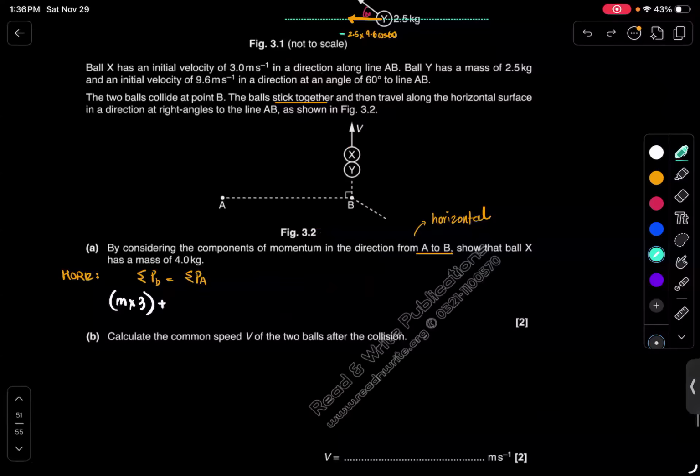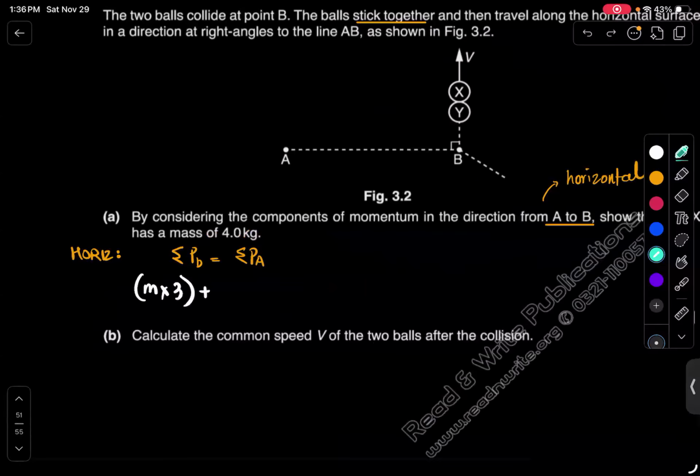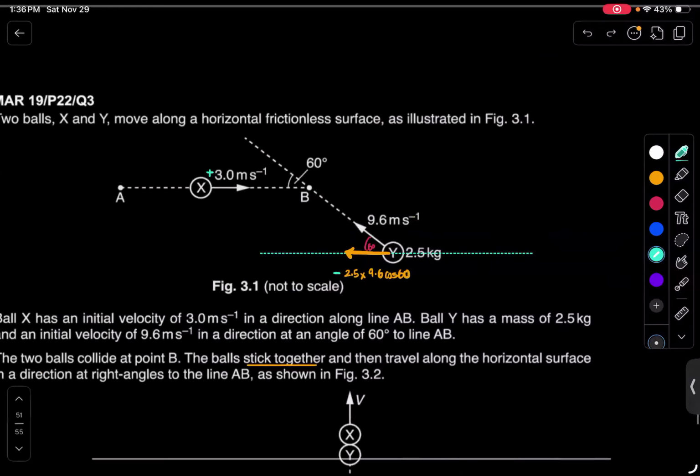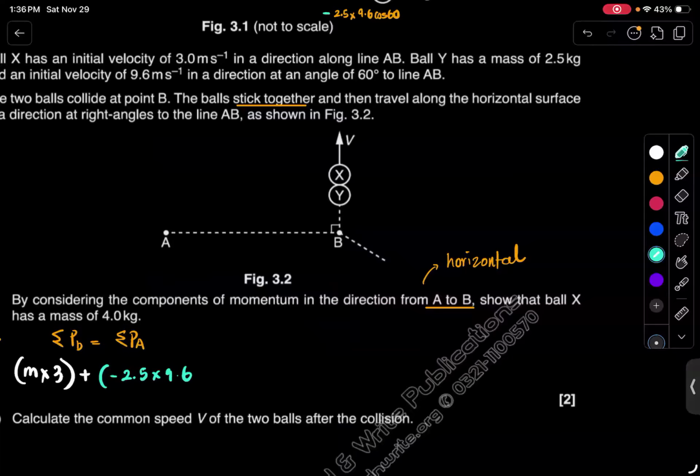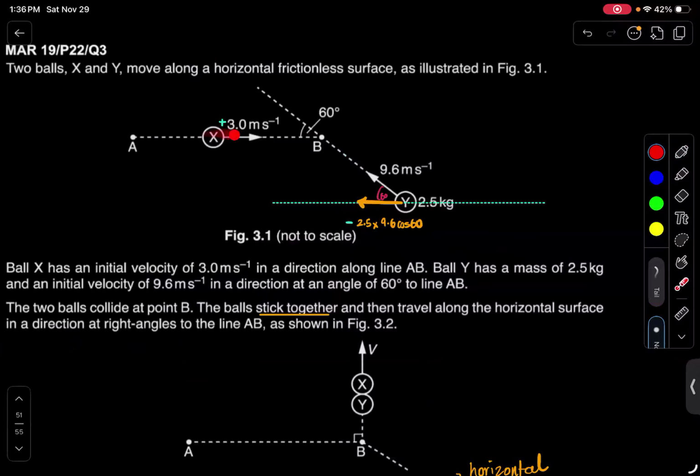Now, what is the horizontal momentum of ball Y? It's going to be minus 2.5 into 9.6 cos 60. So that is the total horizontal momentum before collision, if you add up the horizontal momentum of X and the horizontal momentum of Y.